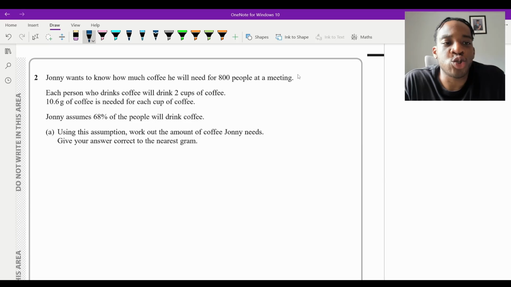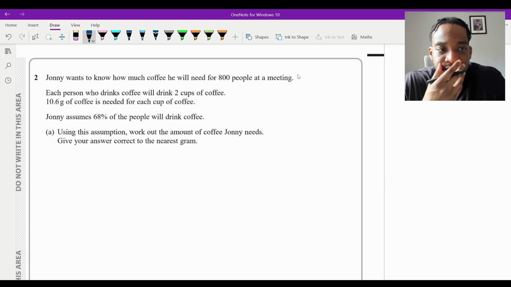Question two says Johnny wants to know how much coffee he will need for 800 people at a meeting. Each person who drinks coffee will drink 2 cups of coffee. 10.6 grams of coffee is needed for each cup of coffee. Johnny assumes 68% of the people will drink coffee. Using this assumption, work out the amount of coffee Johnny needs. Give your answer correct to the nearest gram.